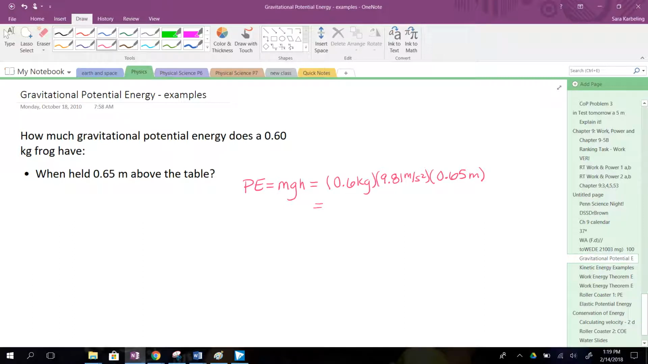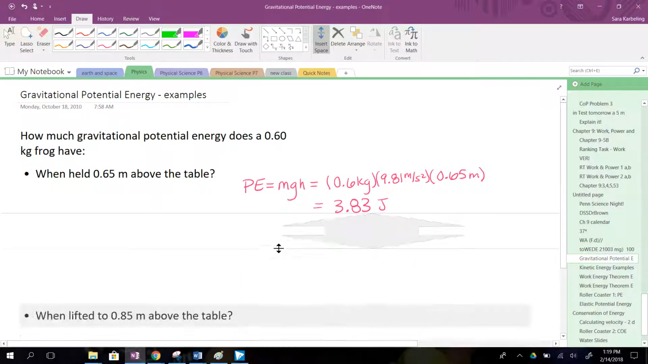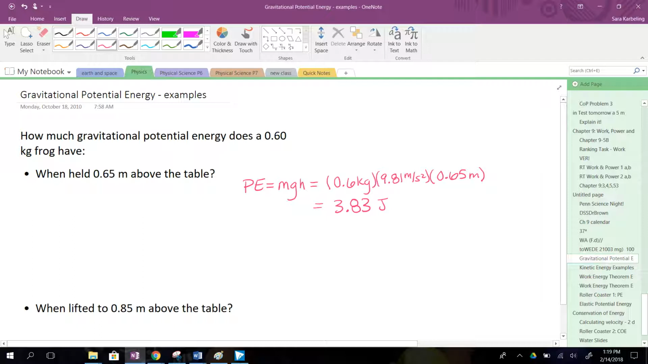What you got? 3.83. 3.83. How we doing? Yep. Units? Joules. Awesome. Let's do another one. All right, so here's the next question. How much gravitational potential energy does he have when he's lifted 0.85 meters above the table? Same question. Right? This is easy. You got this.